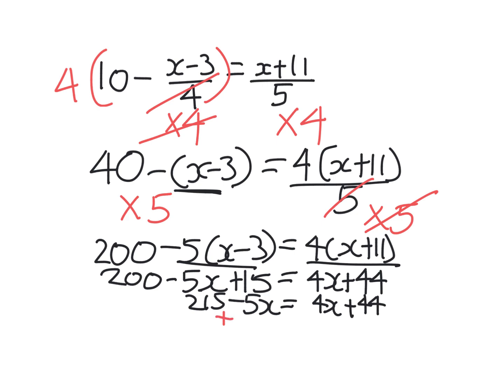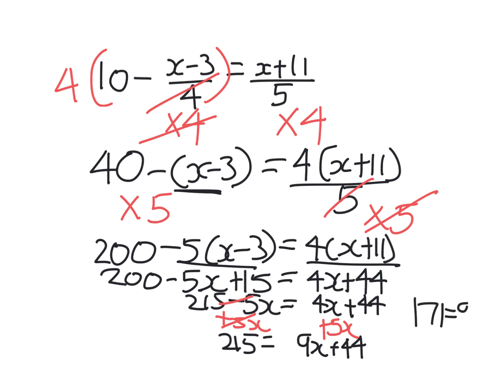So what I'm going to do is add 5x to both sides, because subtract 5x and add 5x undo each other. I get 215 equals 9x plus 44. So what I do now is I subtract 44 from both sides. So then I get 171 equals 9x. Divide each side by 9, I get x equals 19. And you can check that by substituting here and here for 19 and making sure you get a true statement.